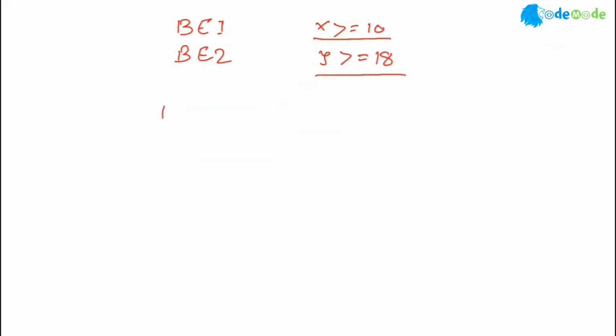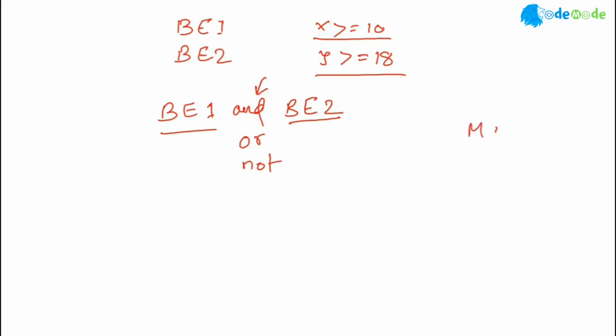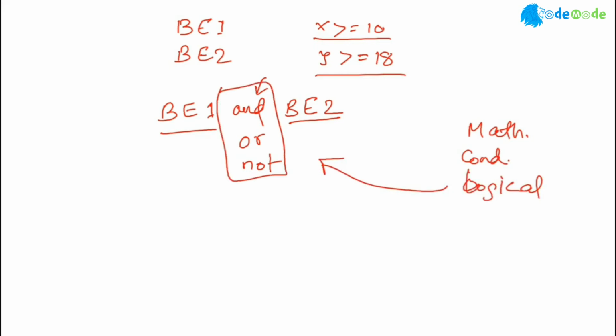So you can join BE1 and BE2 using AND, or there is a third operation also called NOT. So two or more conditions can be joined using a logical operator. This is called logical. So we learned math operators, we learned conditional operators, and the third one is logical operators. This one joins two or more conditions. And this whole expression will evaluate to either true or false.